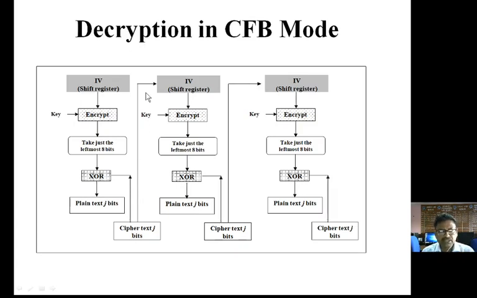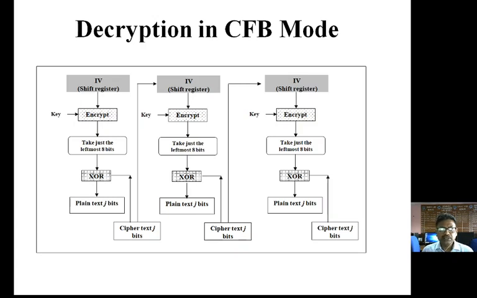And the same ciphertext is fed into the IV register to get encrypted. Take the leftmost J bits. Again, we are taking the ciphertext bits to get the plain text J bits. So this is how the cipher feedback mode works.